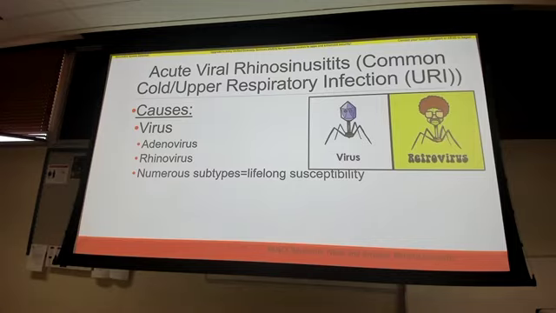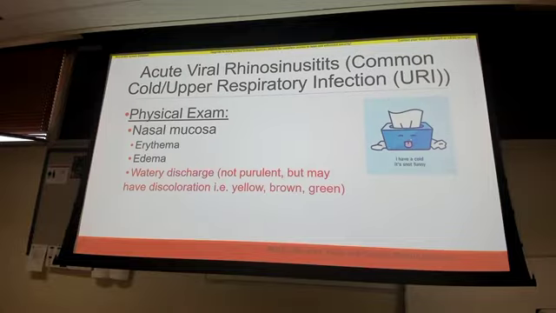All right, these are some causes. So adenovirus, rhinovirus, and then there's numerous subtypes. For our physical exam with the patient, we may see some erythema, some edema in the nasal passage. We also may see watery discharge, so it can be discolored, right? Because if a patient is sneezing, coughing, if they have some irritation, they might irritate their nasal canal and they may have blood. So, but it can be discolored, but usually the consistency is like watery.